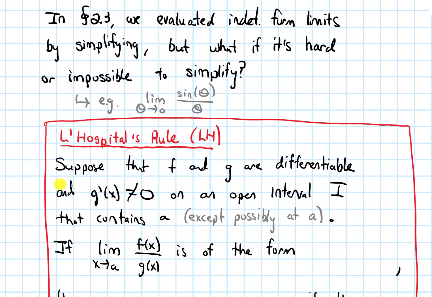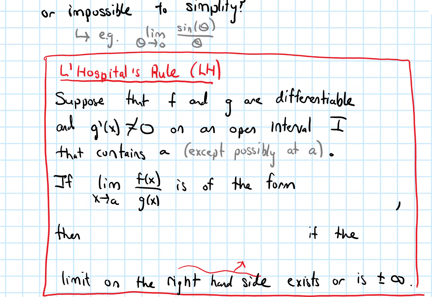This is called L'Hopital's rule. The preliminary part to the L'Hopital's rule statement says that I'm going to suppose that f and g are differentiable, so they have to be smooth functions, and g prime of x is not equal to 0 on an open interval I that contains a, except possibly at a. What we're going to be looking at is a limit as x approaches a of a fractional function, with some function f of x on top and some function g of x on the bottom. If this limit has the form 0 over 0 or plus or minus infinity over plus or minus infinity, then we are going to get to use the following.